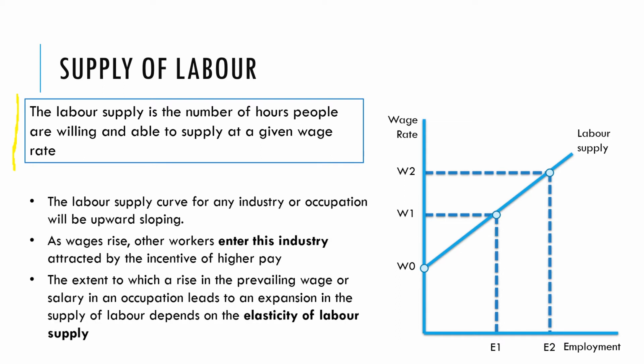And what we can see is that as wages rise from W1 to W2, more workers will be willing to work at a higher wage rate. Conversely, as wages fall, people would choose to leave the workforce and would choose not to work. And the extent to which changes in wage rate affect the amount of people in an occupation depends on the elasticity of labour supply, which we'll come on to later.